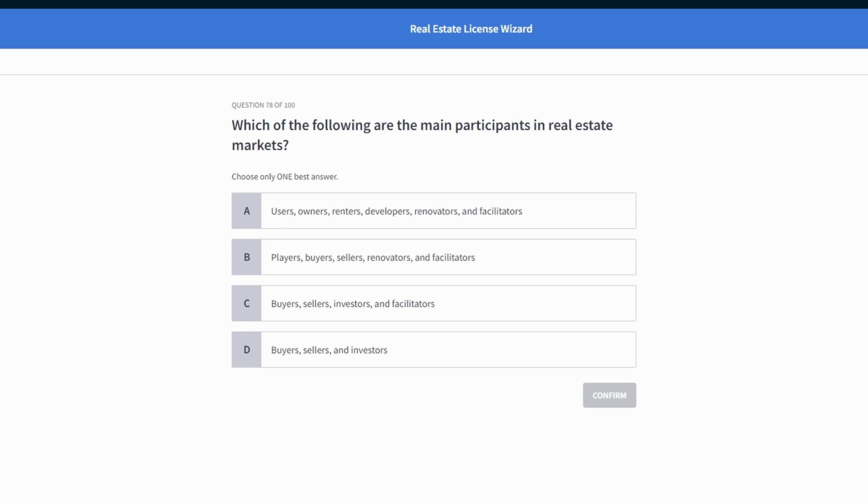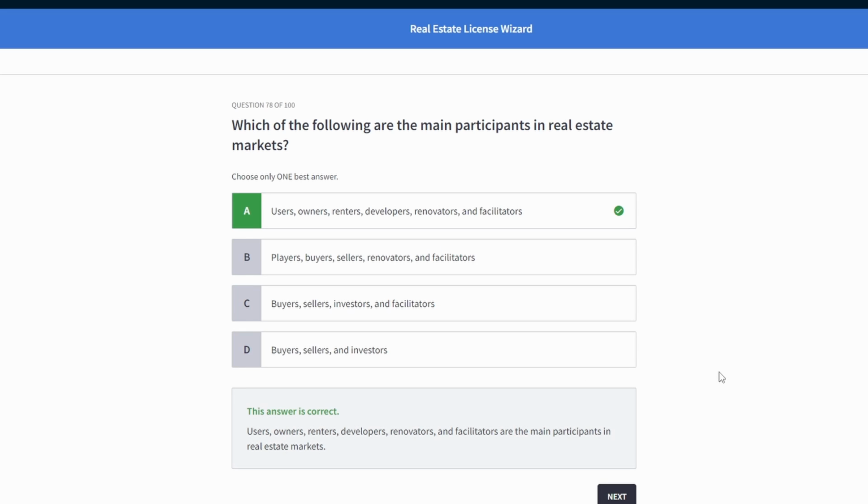Alrighty, so the correct answer for this one, the main participants in real estate markets, is A. Users, owners, renters, developers, renovators, and facilitators. You just need to know that. You need to know that they're the main participants, and obviously you need to be able to distinguish which is which, which we might talk about later. If not, we do have more videos and articles on that as well.